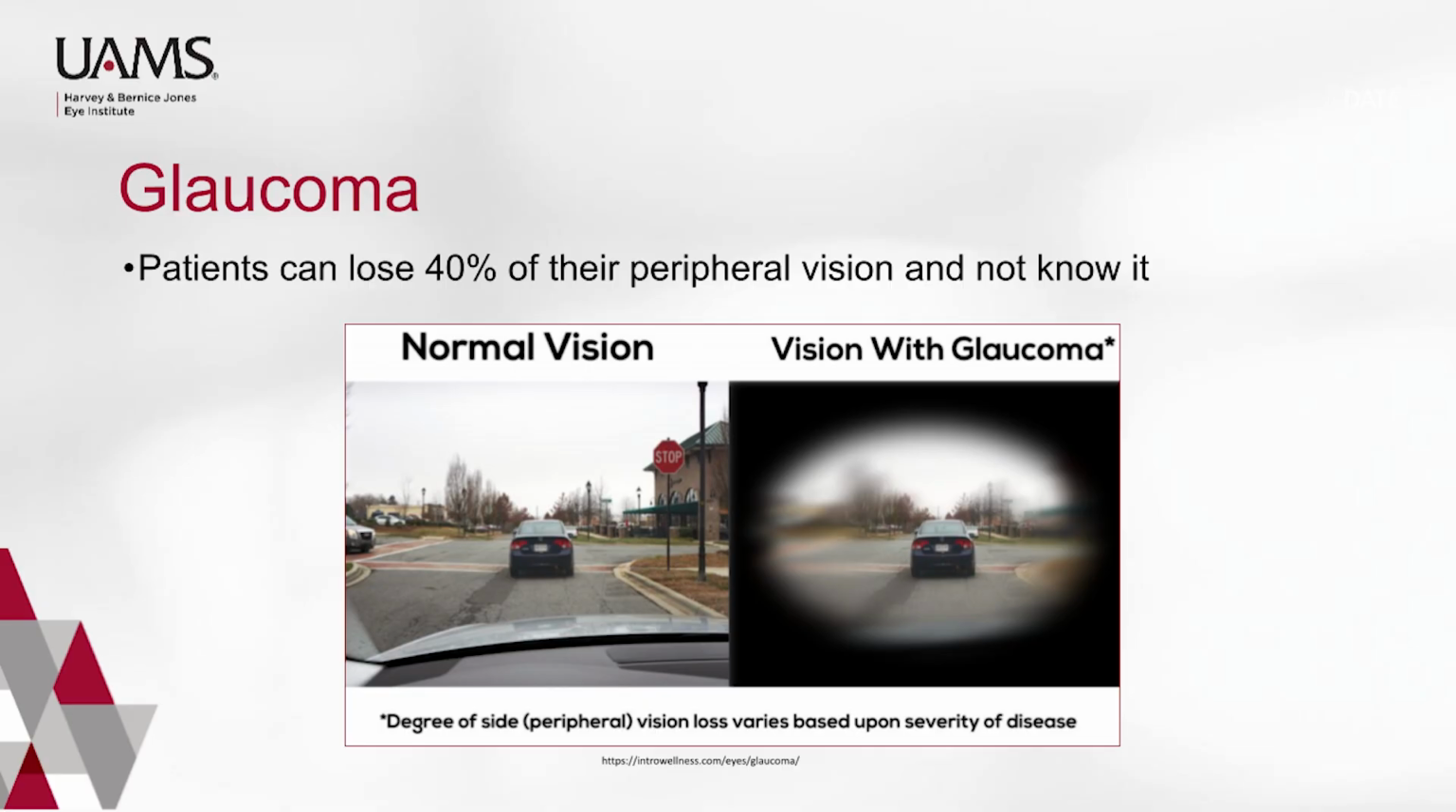If you've lost a significant amount of peripheral vision, you may miss a stop sign, you may miss a child or an object running out into the street. And so it's very, very important that this discussion is made with glaucoma patients.